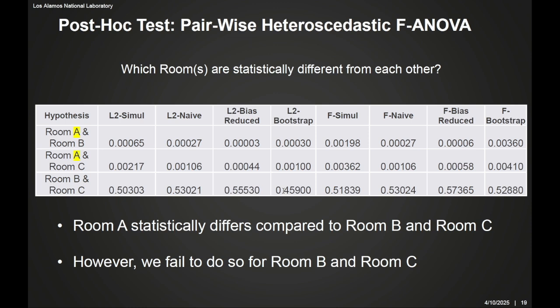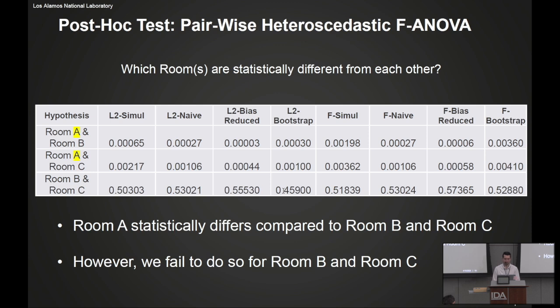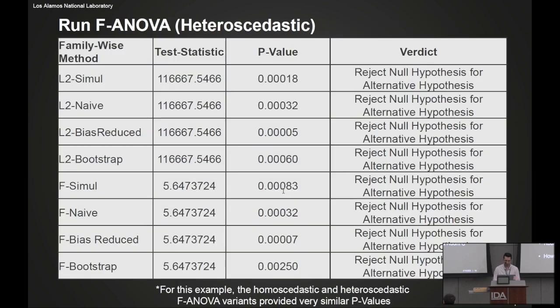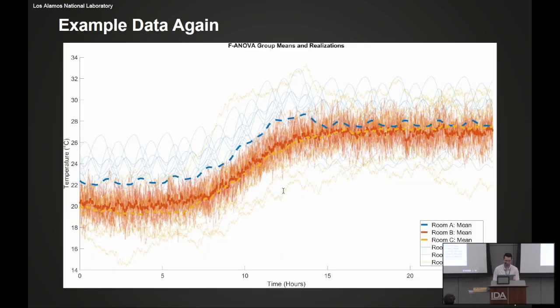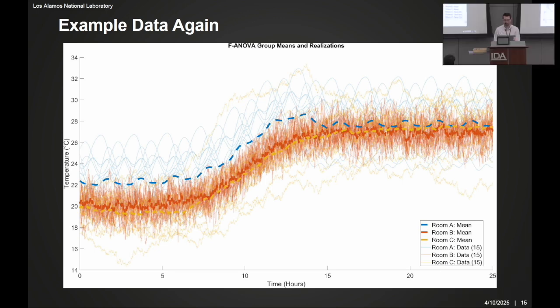So here we've done a pairwise heteroscedastic F-ANOVA pairwise test. We want to know which rooms are statistically different from each other. And if we went back a couple of slides, we'd think B and C probably are the same, but it looks like A is different than the rest.